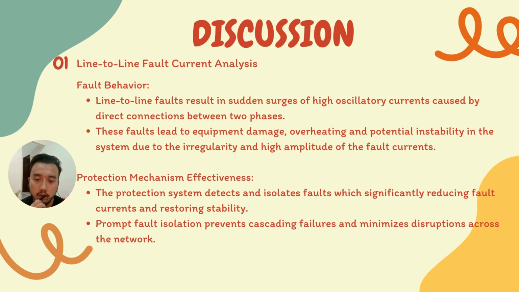These faults will lead to equipment damage, overheating, and potential instability in the system due to the irregularity and high amplitude of the fault currents. The protection mechanism effectiveness for this line-to-line fault current will show the protection system detects and isolates faults, which significantly reduces the fault currents and restores the system stability. This will prompt the fault isolation that will prevent cascading failures and minimize the disruptions across the network.